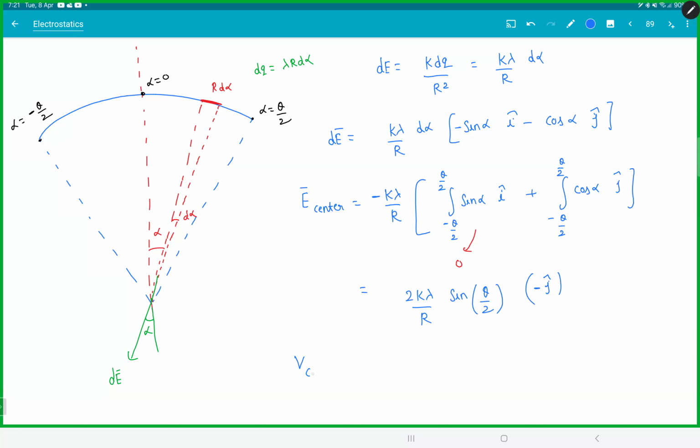Potential is the easiest one. Potential is a scalar quantity. So simply kq by r, all are equidistant. What is q? Lambda into r theta. So k lambda theta. That is the potential due to an arc. There is no integration, nothing for potential. Every point on the arc is equidistant from the center, so you can directly take k into total charge by radius. And the total charge is lambda into total length, which is r theta.